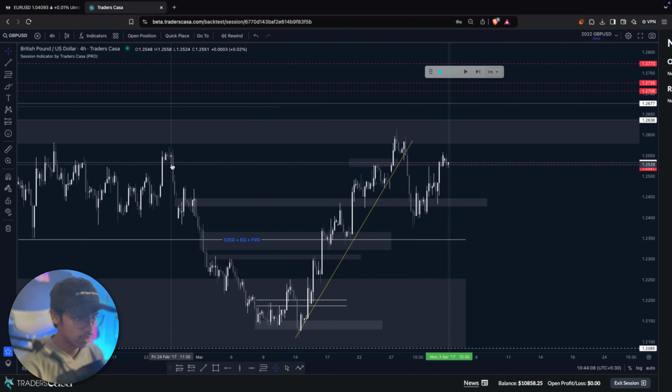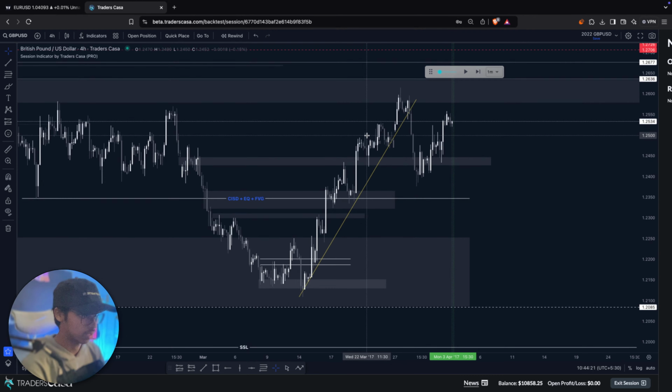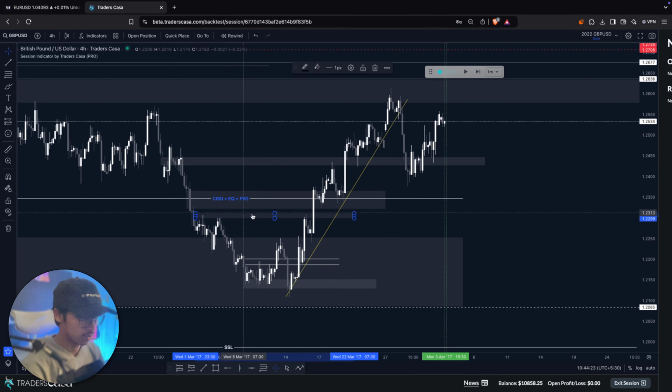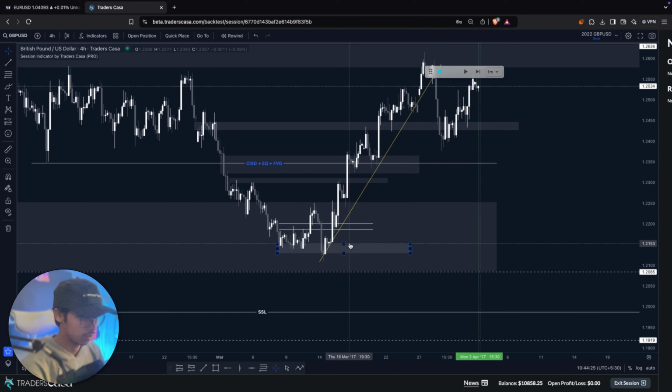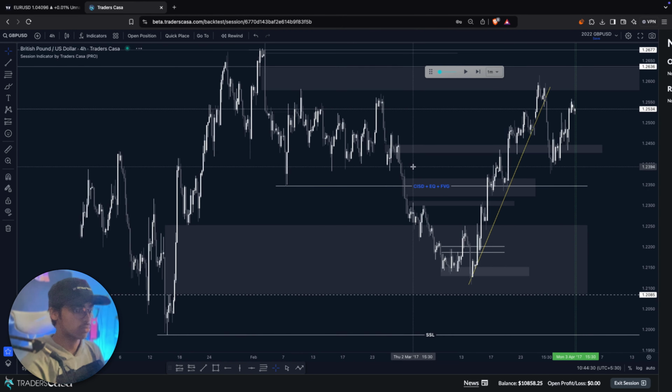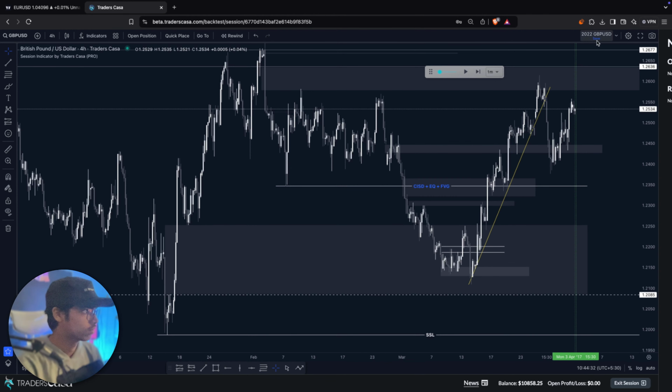Let me just check. Level gap got inverted. Okay, let me just take out this red line. I think it's of no use. And also this, I don't know why I've drawn this. I'll just delete unnecessary drawings. Okay. Yes, I think we are fine.